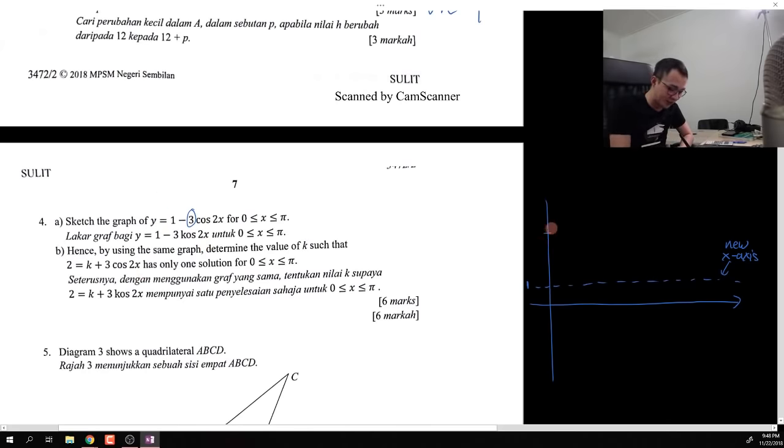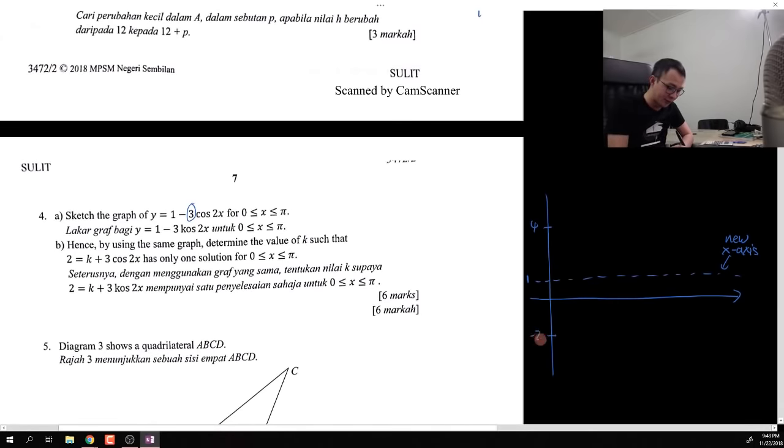That means you're going to plus 3 units to become 4, because it's 1 plus 3, and then 1 minus 3, you should get negative 2 here. So this will be my maximum and my minimum. My graph will be within 4 and negative 2 here. And negative means what? Your graph will be inverse, so whatever is in the positive will just flip over.